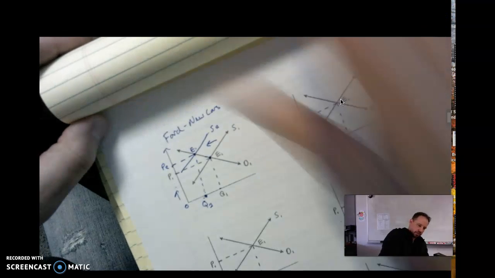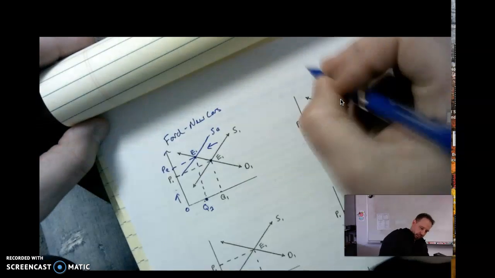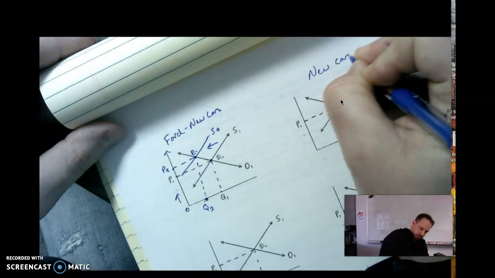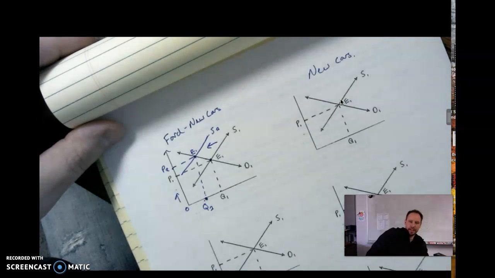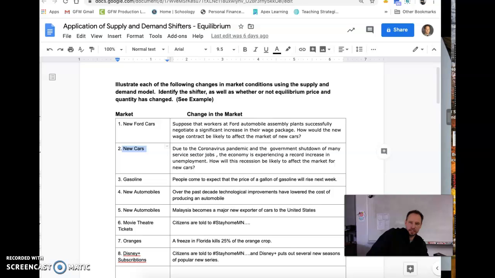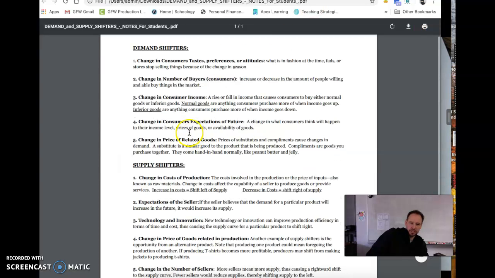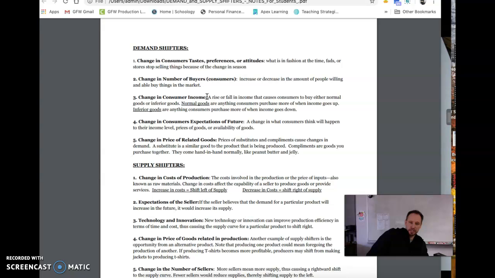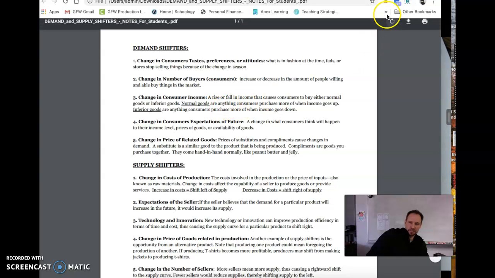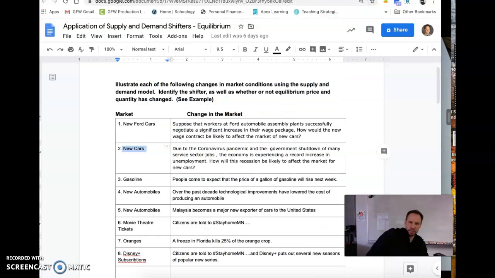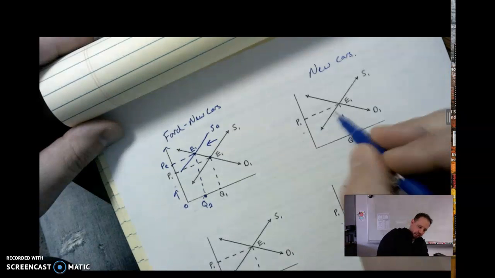So we go to our market here and we put new cars. And again, looking at our demand and supply shifters, what's changing? We have a change in consumers' income. They've lost their job. They don't have income coming in. So we have a fall in income, and this is going to cause demand for normal goods to shift to the left. Less income, less demand, makes sense. So this is going to be a demand shifter.